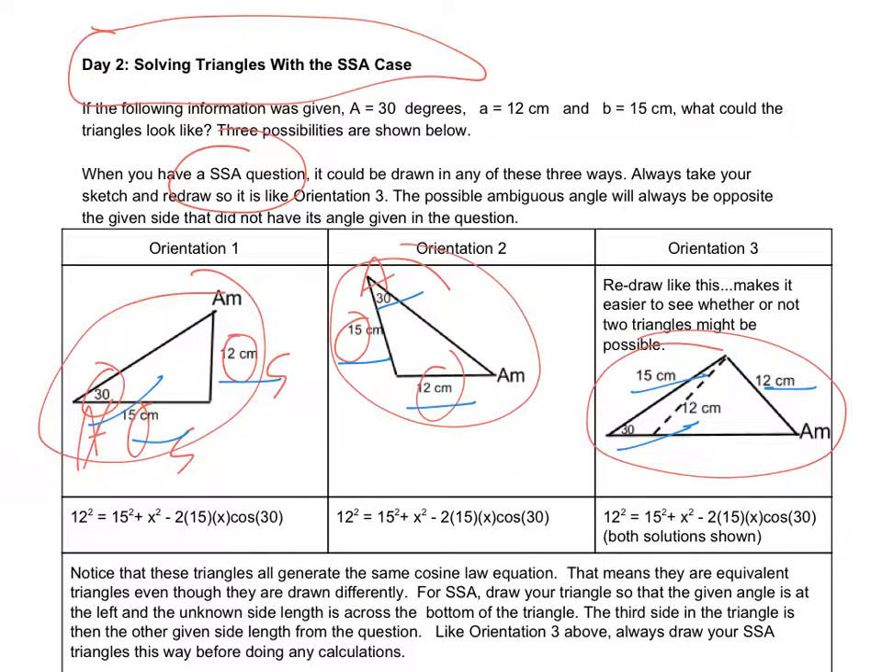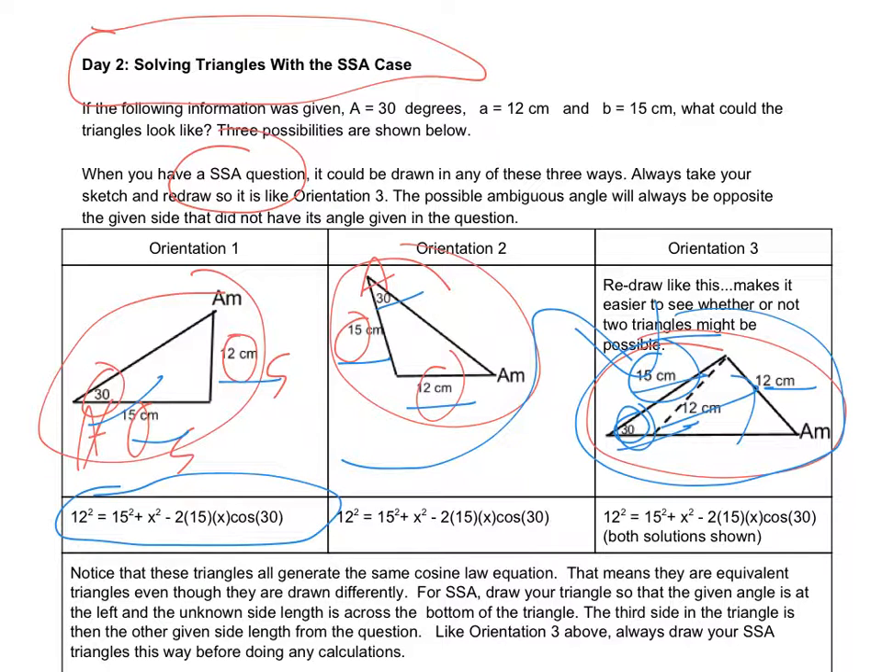What I want you to do, no matter the orientation, is rearrange your triangle when you're in a question and orientate it this way. The given angle is at the bottom left vertex. There's your side opposite the angle, and then your other given side is sloping up to the left, on the left half of the triangle. If you do that and you use the cosine law, you'll notice you get the same equation every time, no matter the orientation. It's just that if you use orientation number 3 of the triangle, you're going to find it a lot easier to get a solution.